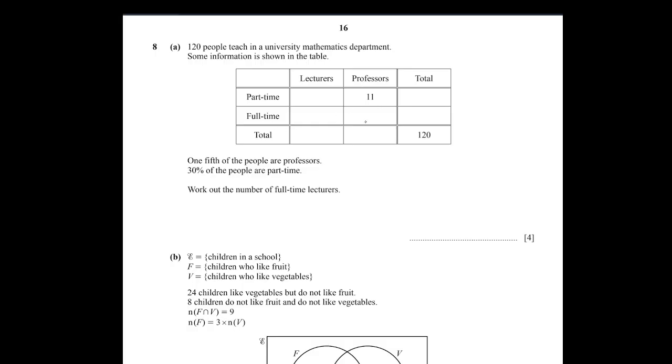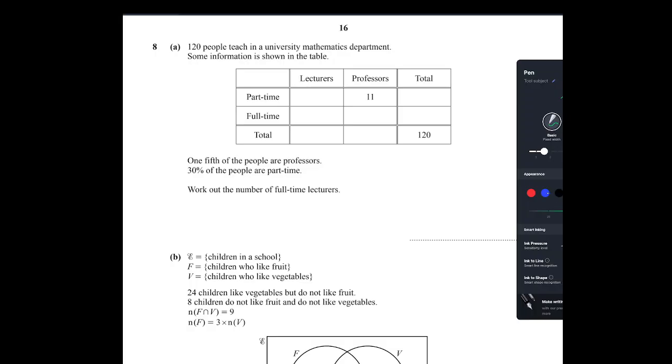Then full-time lecturers and professors are not given to us. The total of professors and lecturers is given as 120. They are saying that 1/5 of the people are professors, and 30% of the people are part-time. Work out the number of full-time lecturers.